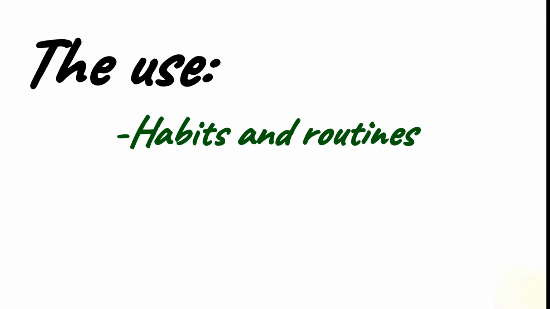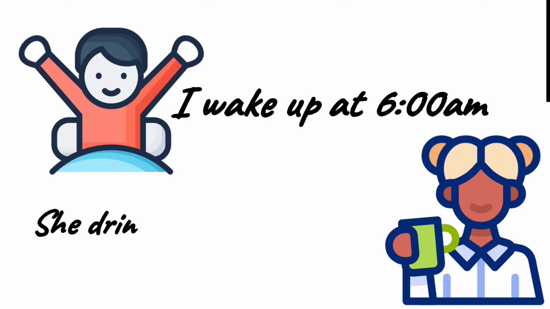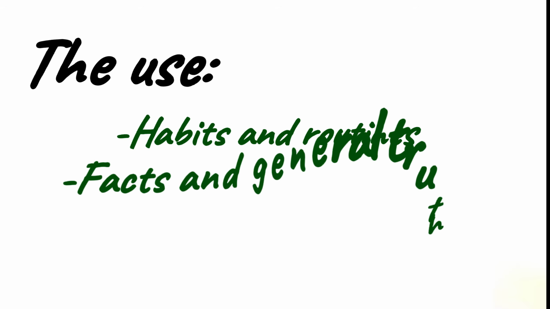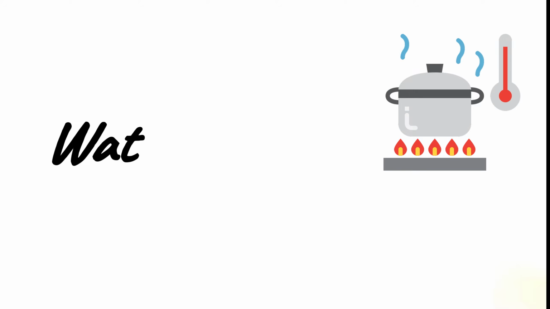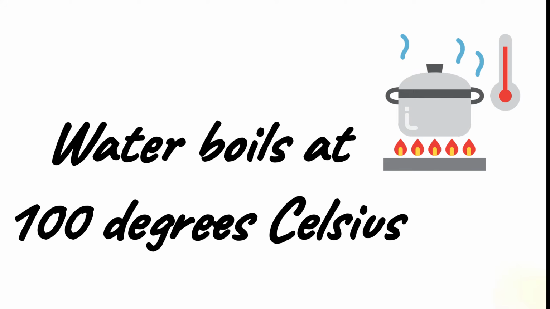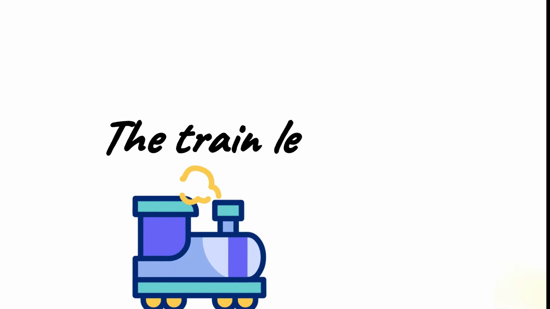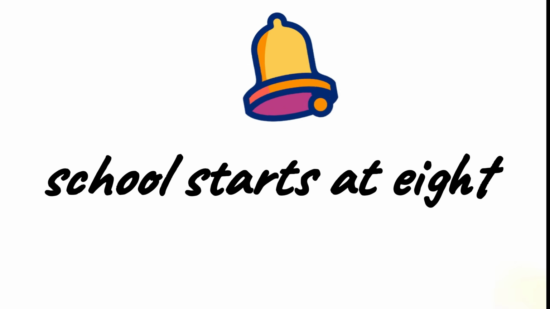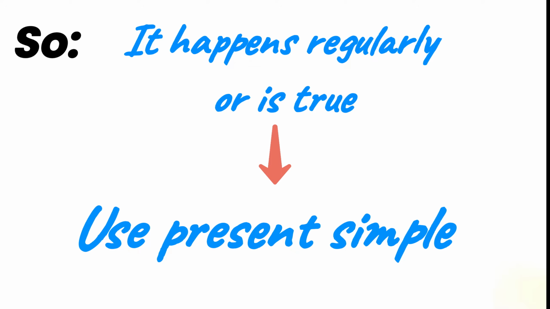We use the present simple to talk about habits and routines. I wake up at 6 a.m. She drinks coffee every morning. Facts and general truths. The sun rises in the east. Water boils at 100 degrees Celsius. Schedules and timetables. The train leaves at 7. School starts at 8. If something happens regularly or is always true, we use the present simple.